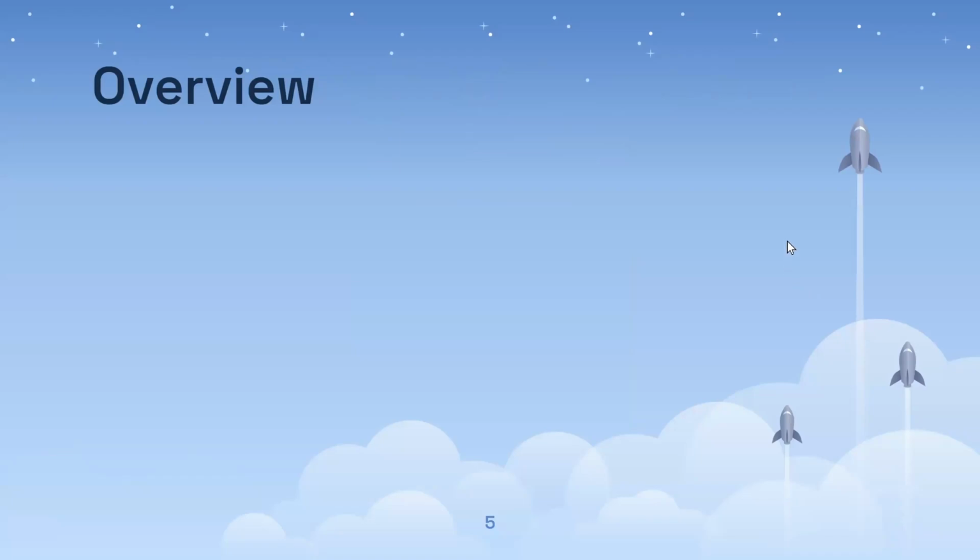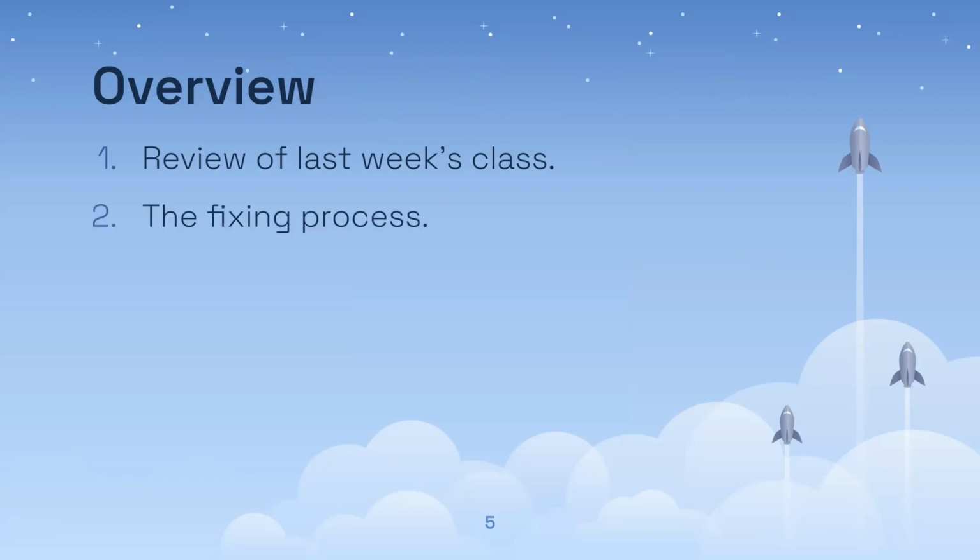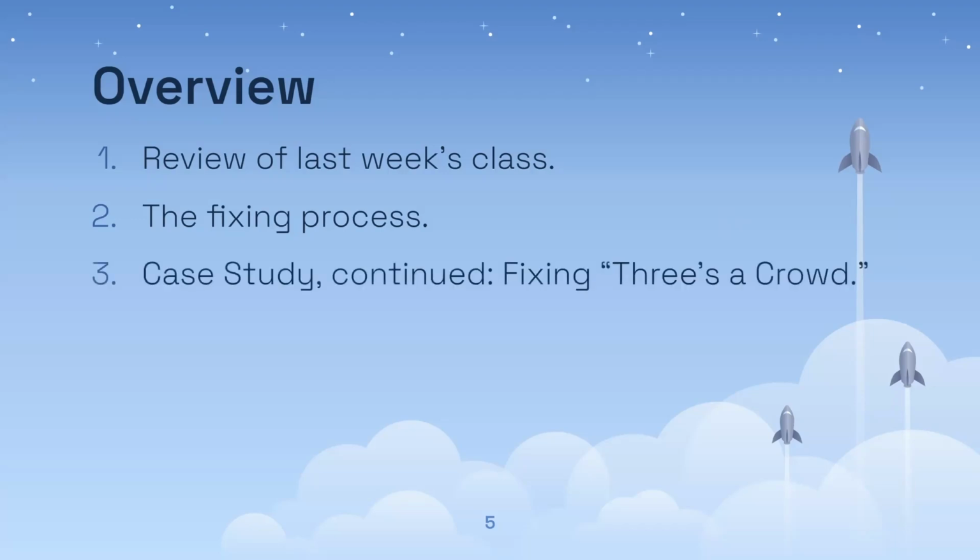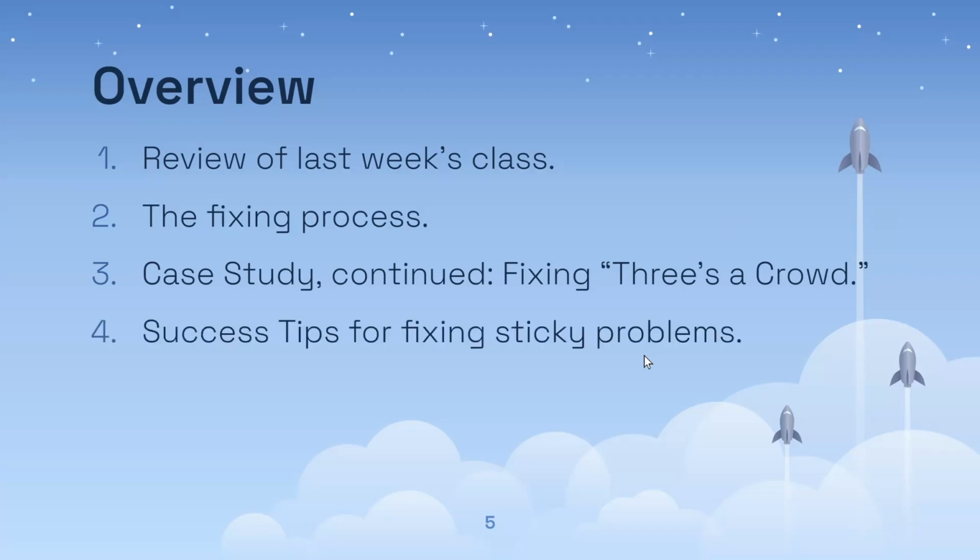So here's what we've got on the schedule for today. First of all, we're going to do a very quick review of last week's class, just in case you missed it, or I think a review is good no matter what. Last week was a long time ago. In fact, sometimes I switch screens on my computer, and a minute later, I've forgotten what I was doing before. So a review is good. Then we're going to present a very simple fixing process. Basically, it's three principles to follow. Then we're going to apply those principles in our continued case study that we started last week. And finally, we'll wrap up with some success tips for fixing those sticky problems.